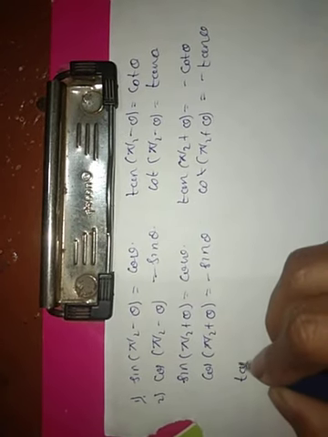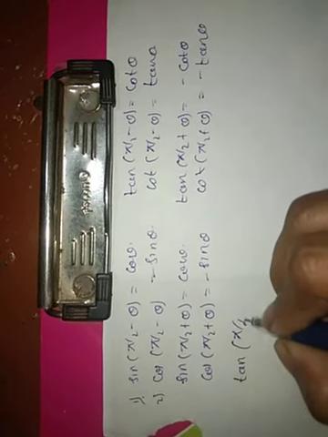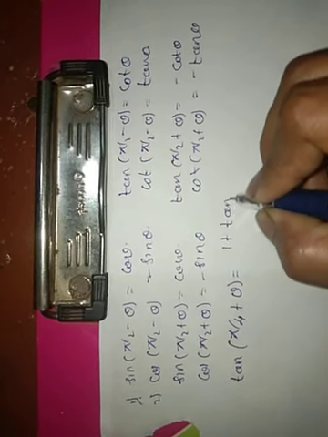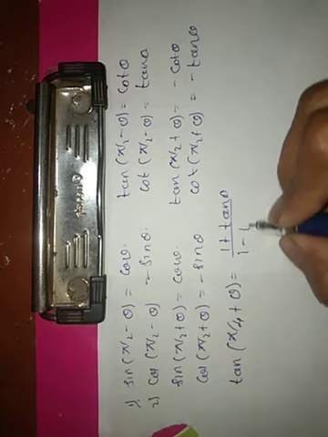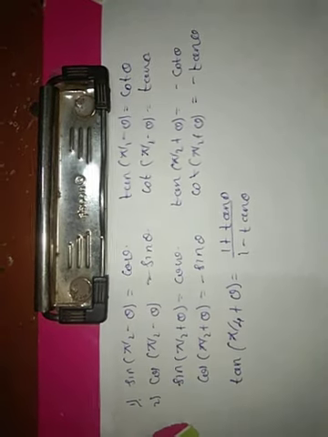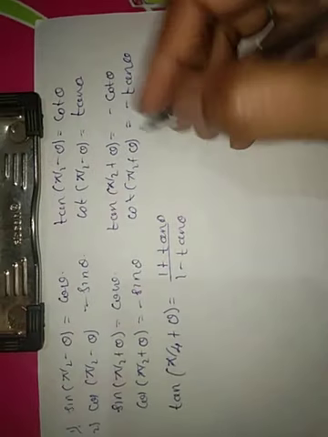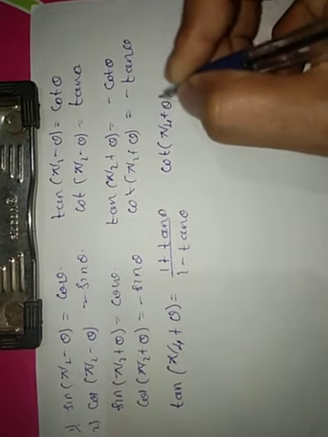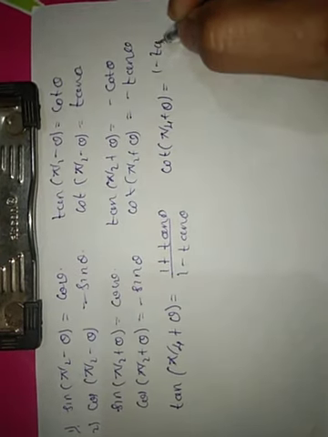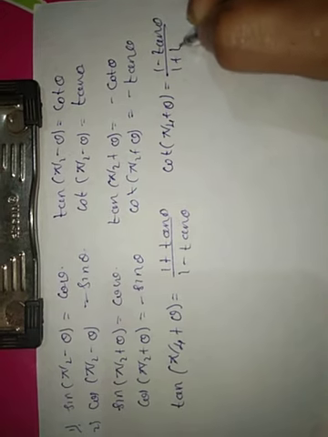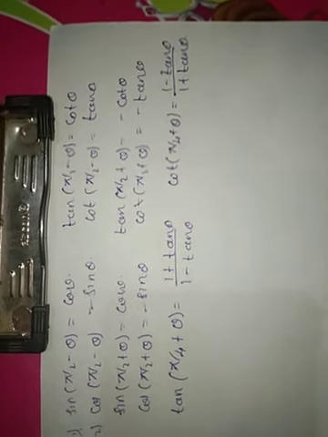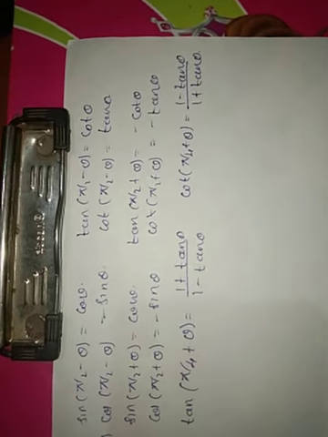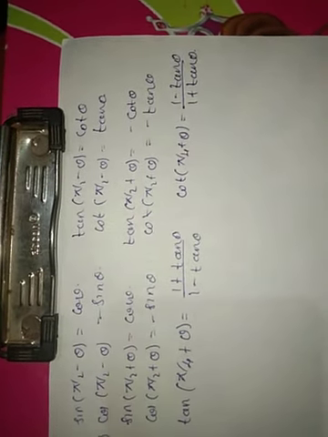And also the compound formulas: tan of pi by 4 plus theta equal to 1 plus tan theta divided by 1 minus tan theta. Similarly, cot of pi by 4 plus theta equal to 1 minus tan theta divided by 1 plus tan theta. All these trigonometric formulas we have already discussed in your previous years in the second PUC.